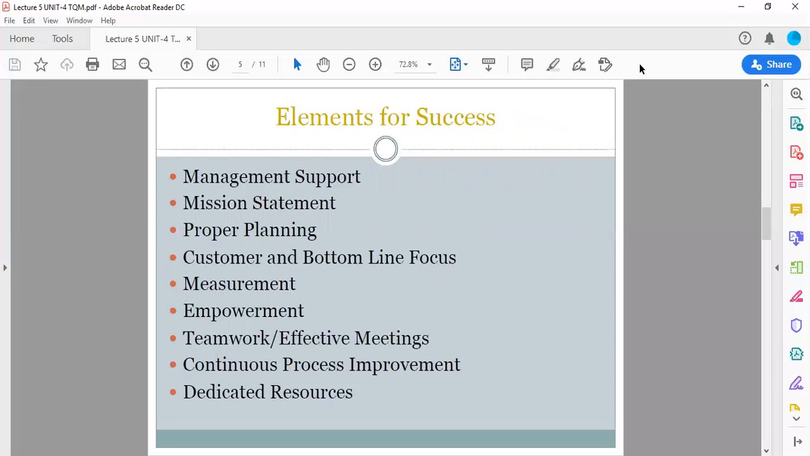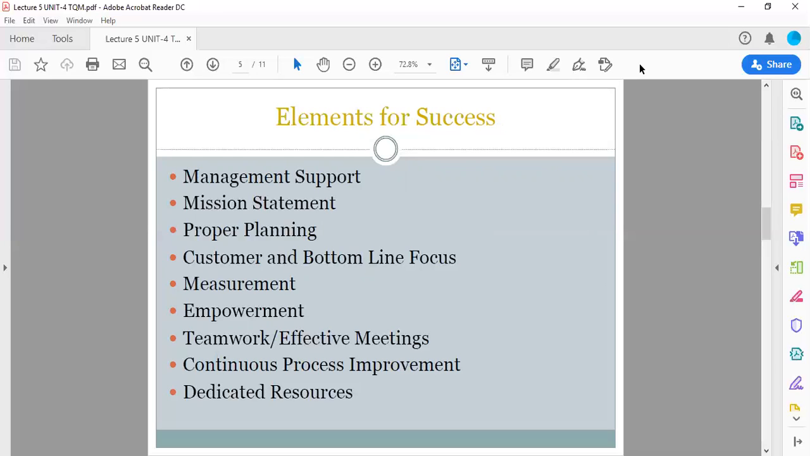Now, most important, we have to talk about the elements for the success of implementing TQM. The first element for the successful implementation of TQM will be management support, because it is a long-term process which involves all the departments in the organization. So management support will be the top priority.